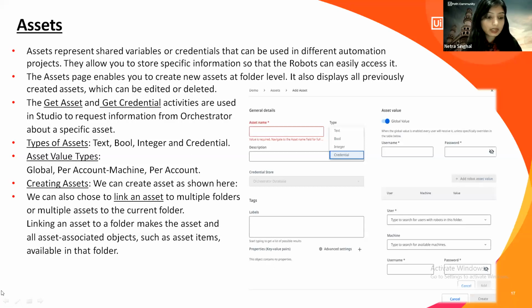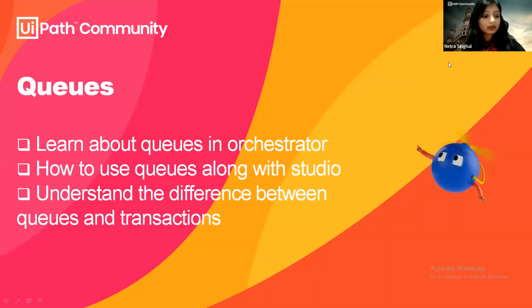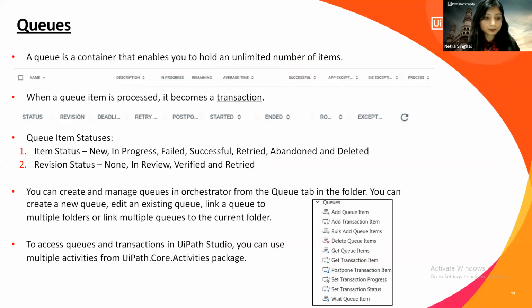So that is how you access the assets. Again, you can link an asset to any folder and use it. So let's go on to the next topic, which is queues. I'll tell you about queues in Orchestrator, how to use queues along with Studio, and also the difference between queues and transactions, like what is the difference between the two.